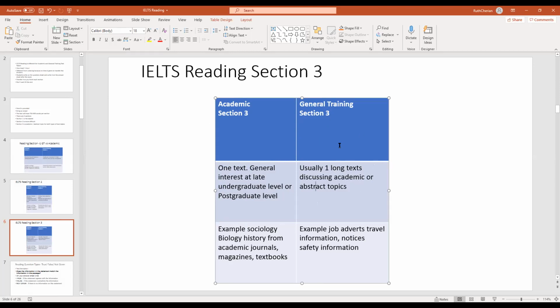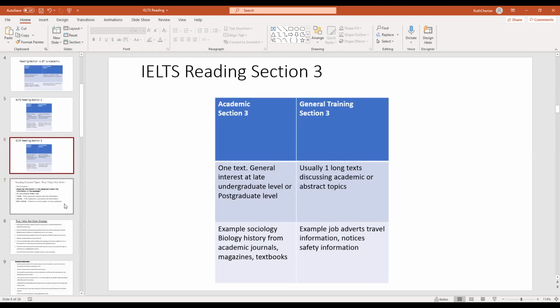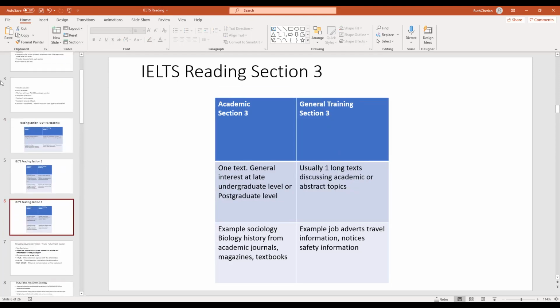And section 3 of your general training is the toughest of the 3. You'll have one long text discussing academic or any abstract topics. It could involve topics like something to do with psychology, or something to do with dreams, something abstract, where you will need to use your imagination along with your reading skills. Any doubts so far?